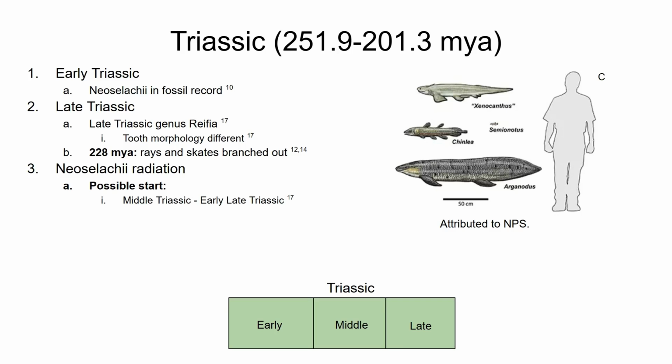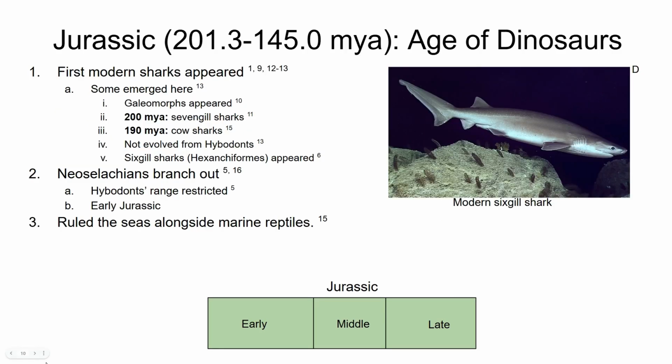Second, paleontologists discovered the late Triassic Neoselachian genus Reifia, which had a different tooth morphology than other sharks. Also, rays and skates branched out 228 million years ago from sharks. Finally, Neoselachian shark species radiated outward during the Middle Triassic, but might have started back in the Early Triassic. Who's ready to hear about how sharks changed during the Age of the Dinosaurs?